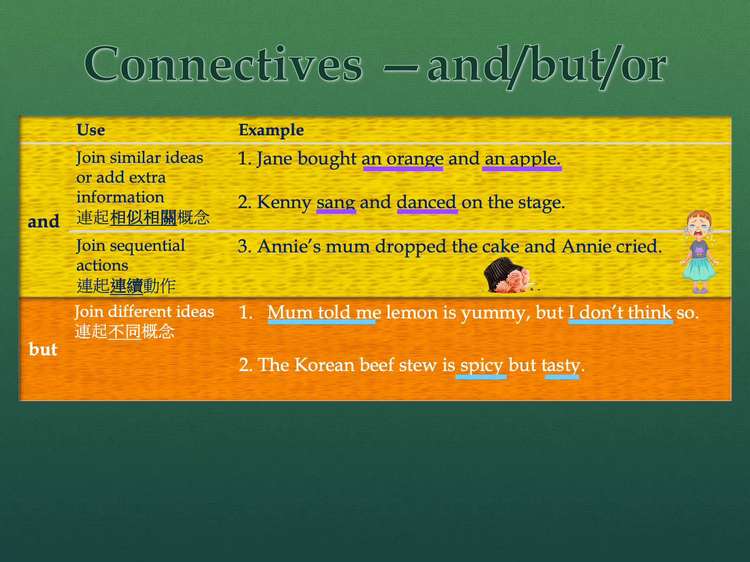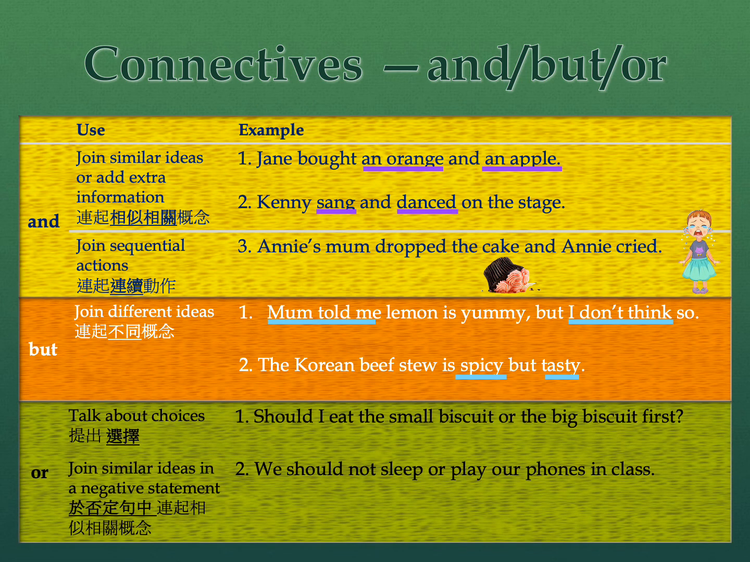So two different ideas. We use or to talk about choices. Remember the fat boy, the small biscuit, or the big biscuit. In a negative statement, we can also use or to join the similar ideas, like sleep or play on our phones. We should not sleep or play on our phones in class.